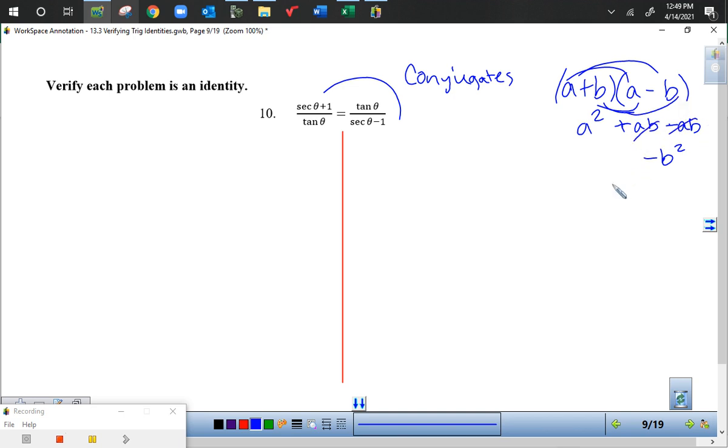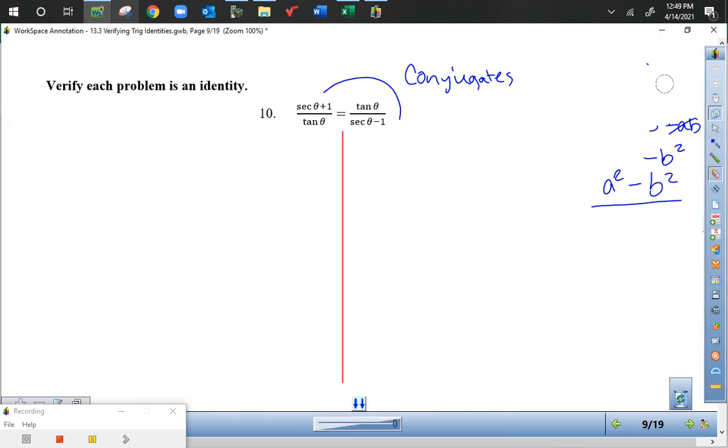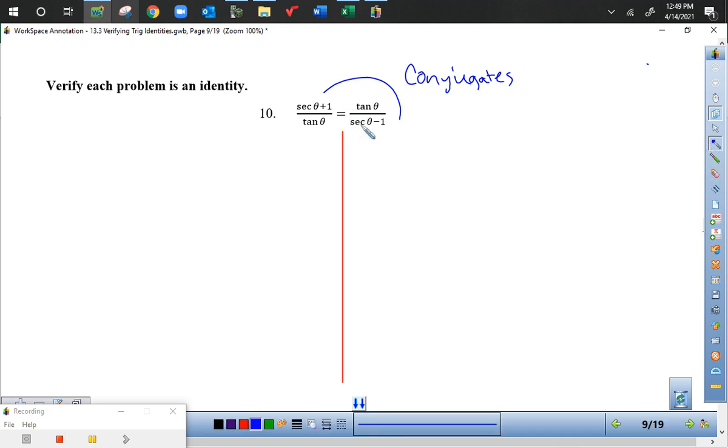Your middle terms go away, and you're left with what's called a difference of squares. Well, why that's helpful for us now is difference of squares often turn up in our Pythagorean identities. So we're going to use them to help us. Now, remember, we cannot cross this equal sign.